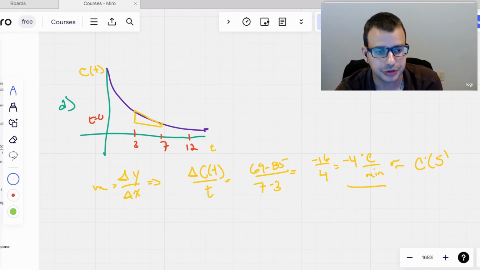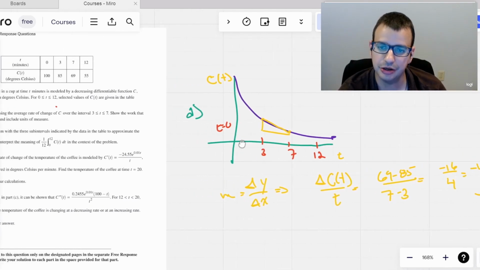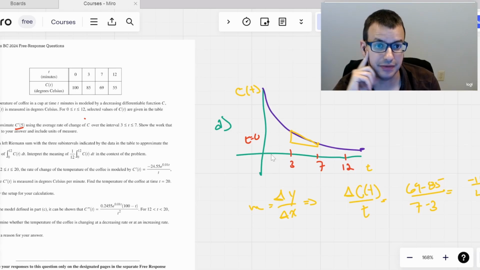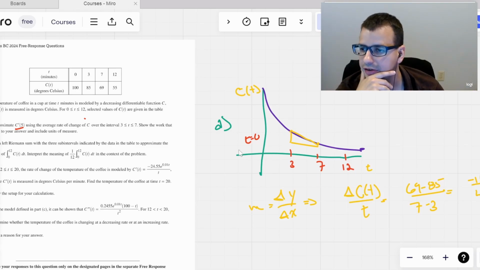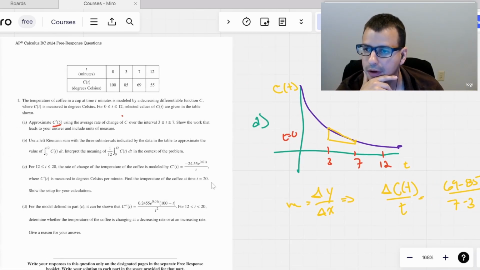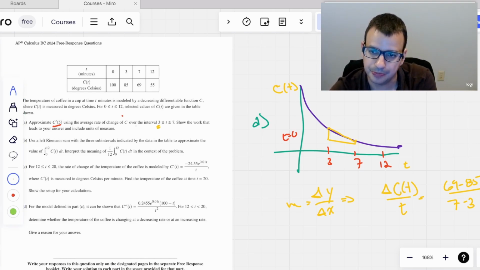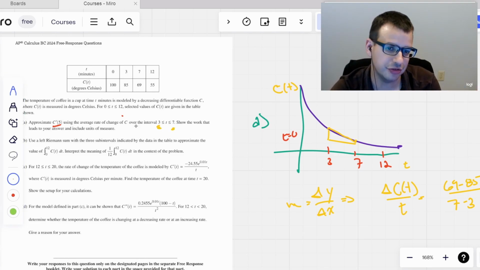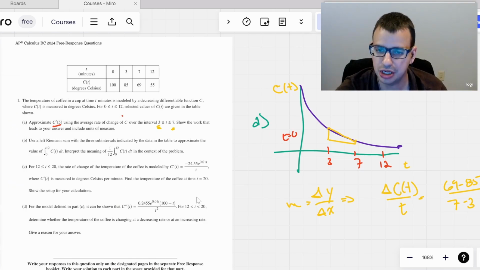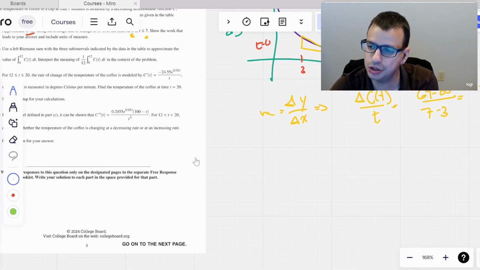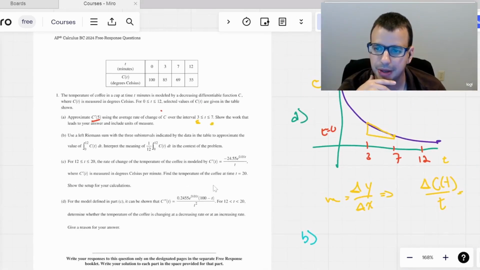What I did there was look at 3 and 7, both on either side of 5, and then find the slope between them. They tell us specifically to use 3 and 7 as well. If they didn't specifically tell us to use 3 and 7, we could have used other points. It's generally good practice, when you do an approximation, to use the points that are closest to what you're trying to approximate. So, not too bad.